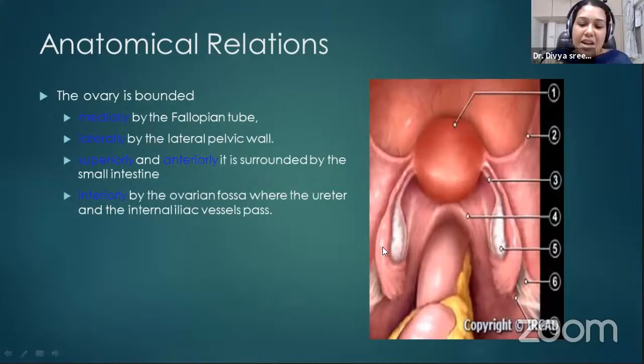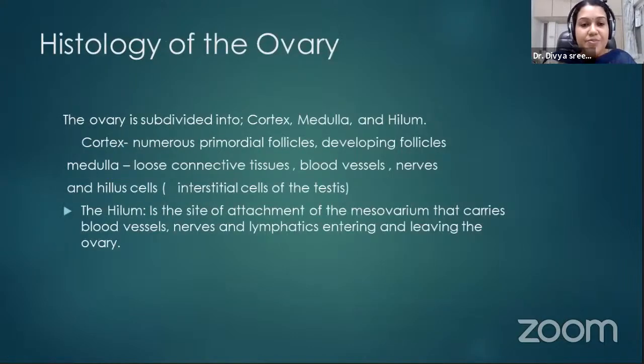The ovary laterally is related to the ovarian fossa, and to structures like the fallopian tube, which almost covers the upper portion of the ovary. And the hilum is the area where the ovarian vessels and nerves enter the ovary.